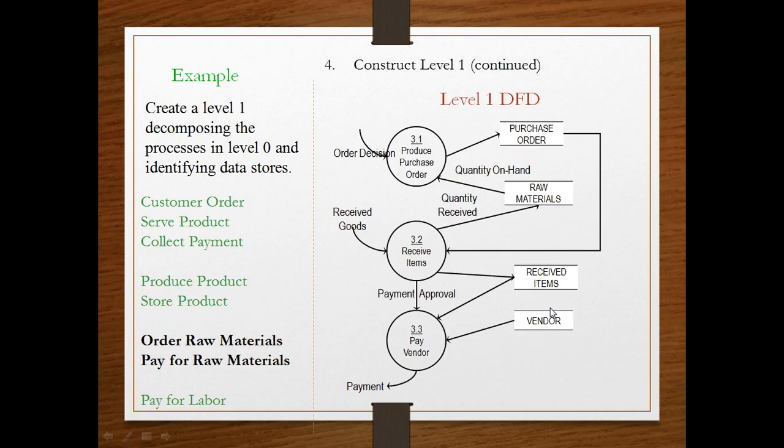Okay, let's go ahead. Now I'm going to talk about order raw materials and pay for raw materials. The order decision is given, a purchase order is generated, the purchase order is kept in the database, raw material quantity on hand and quantity received. Then the received goods are sent to receive items. Receive items is updated. Payment approval is done, paid to the vendor, and the vendor data is updated and payment is given to the vendor. So this is how this particular process works.